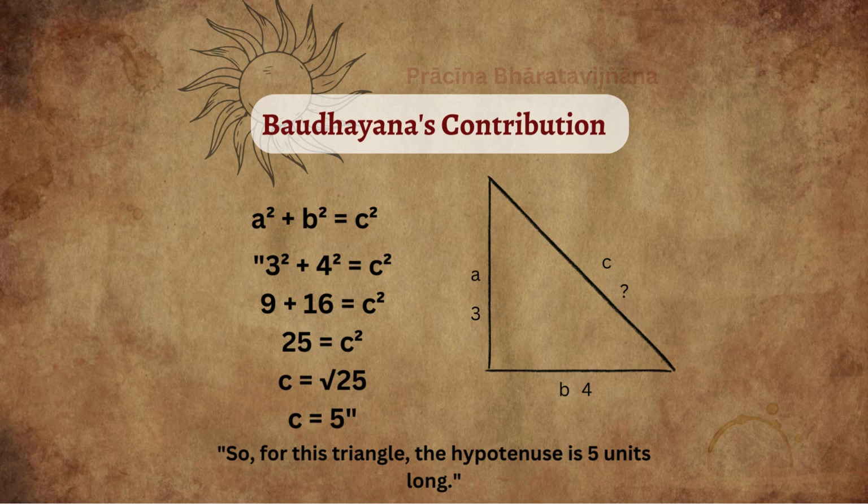3 squared plus 4 squared equals c squared. 9 plus 16 equals c squared. 25 equals c squared. C equals square root 25. C equals 5. So, for this triangle, the hypotenuse is 5 units long.